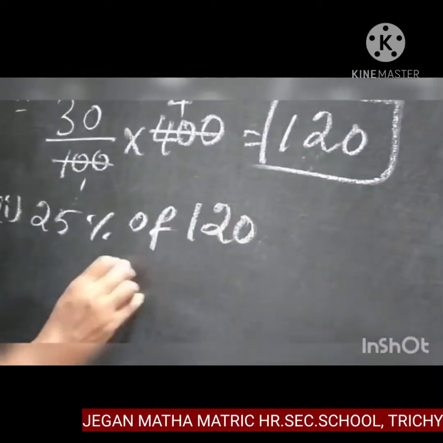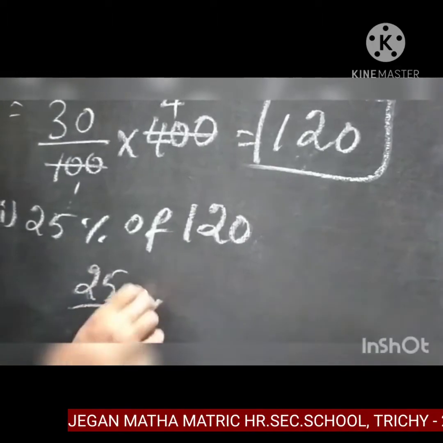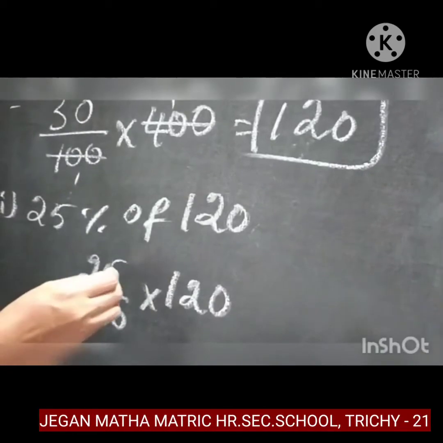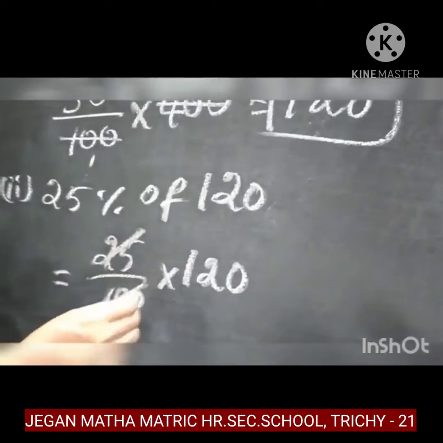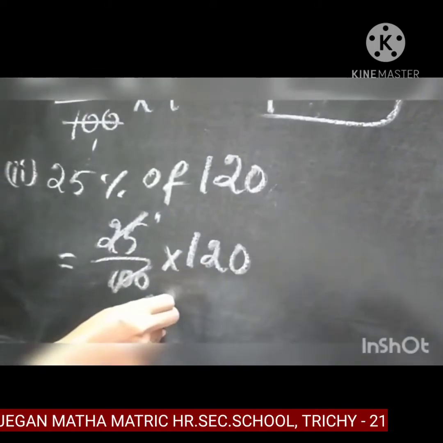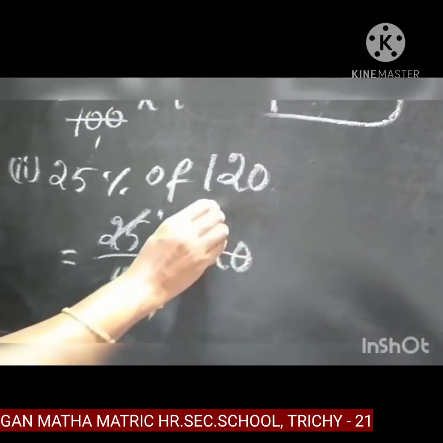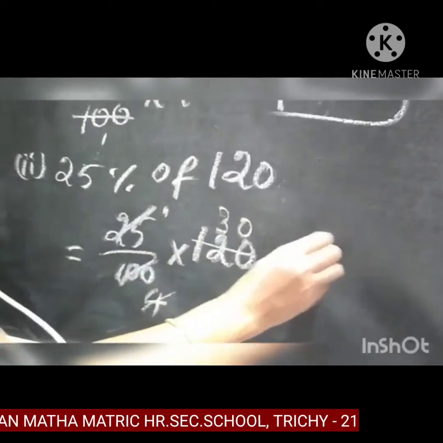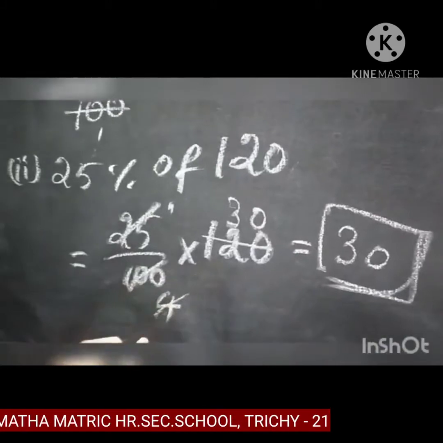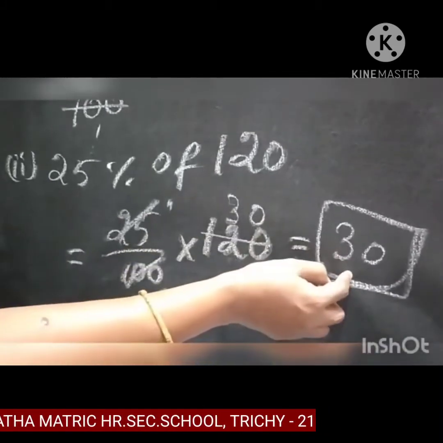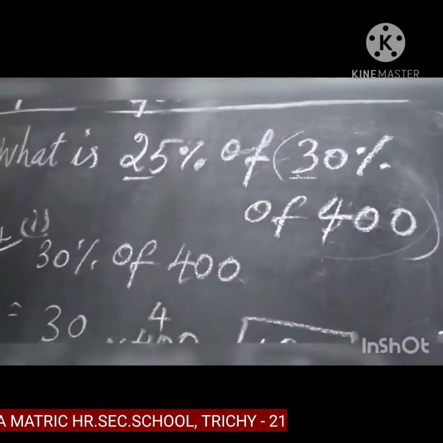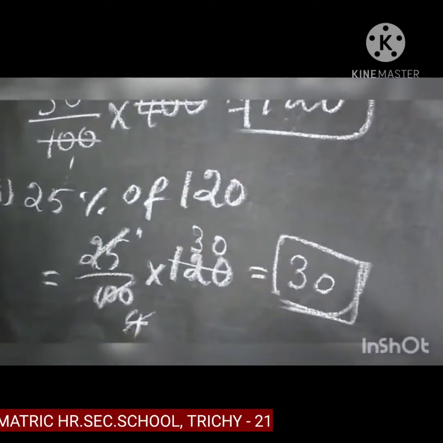So 25 by 100 into 120. So as usual you can do the cancelling. So here cancelling the 25 table, here 1, here 4 times 4, 20 paise or 100. Here you can do the cancelling, 4 and 120, 30. So this is the final answer. Cancelling the 4 and 120, you will get 30. So 30 is the final answer, that is 25% of 30% of 400 is 30. This is the final answer.